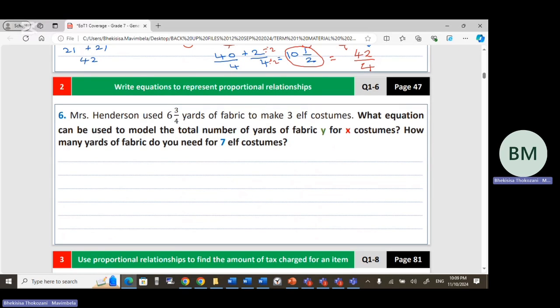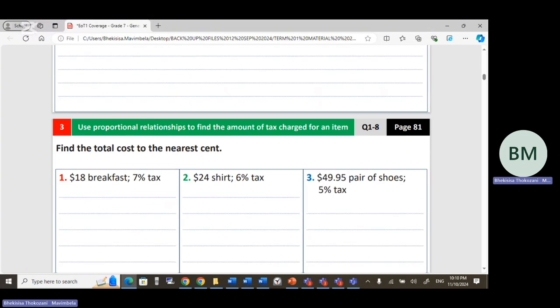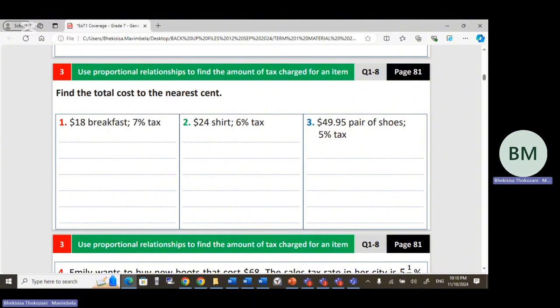So I'm not going to do number 6, but now I can go to the next one, which is to use proportionality, or use a proportional relation, to find the amount of tax charged on these items. Okay. So let's try to see. Here they talk about tax. Okay. Let's see how we can find this one here.